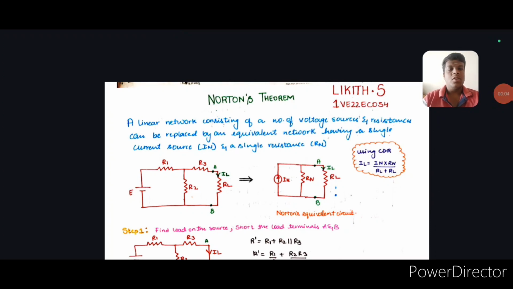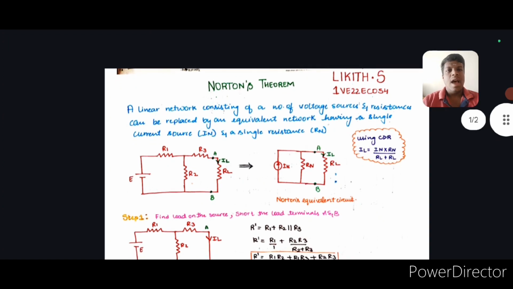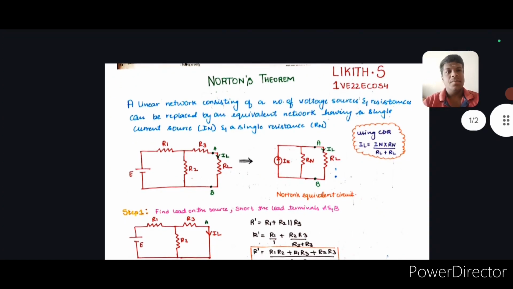Today's topic is Norton's theorem. First, let's go through the definition of it. A linear network consisting of a number of voltage sources and resistances can be replaced by an equivalent network having a single current source and a single resistance.